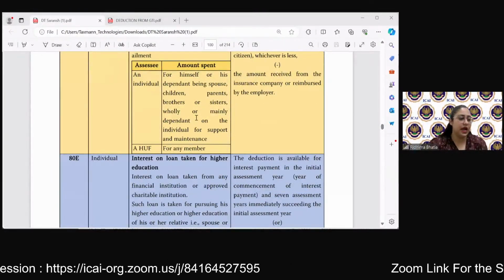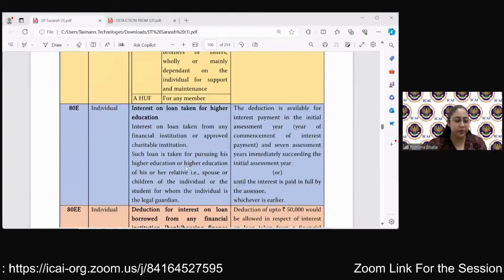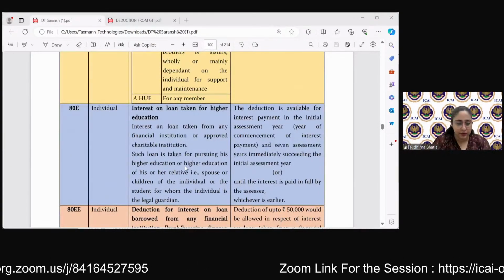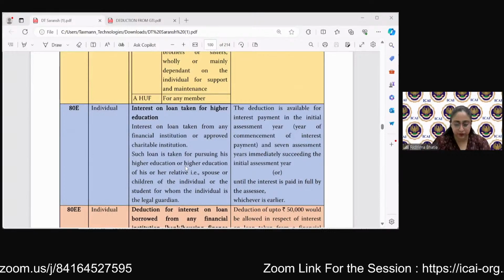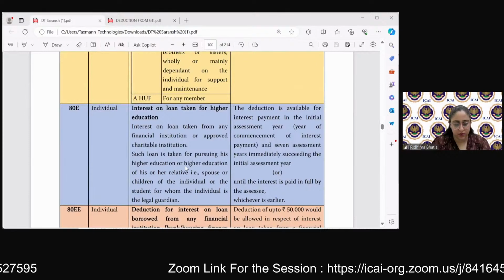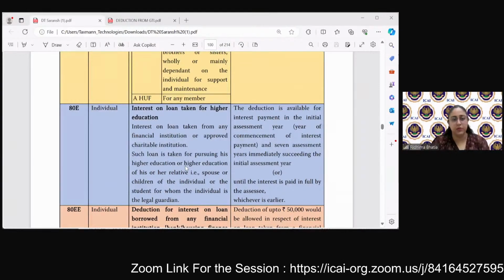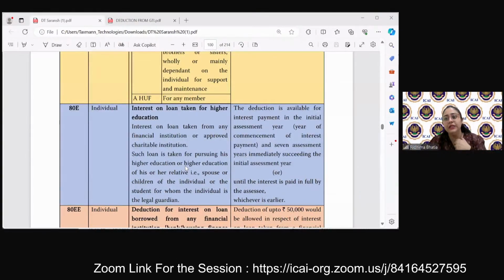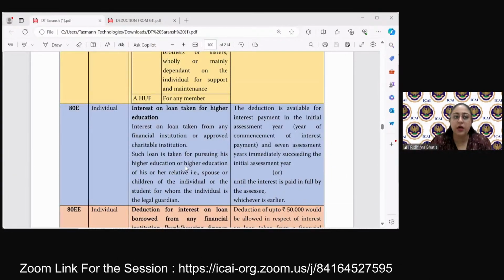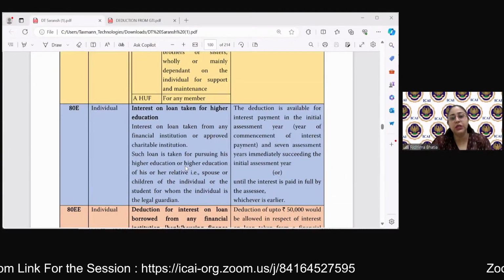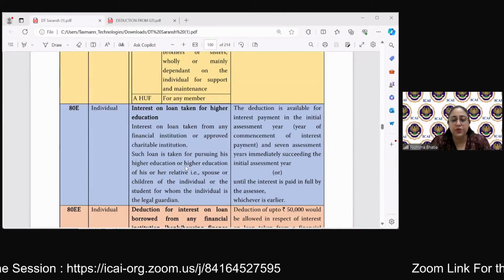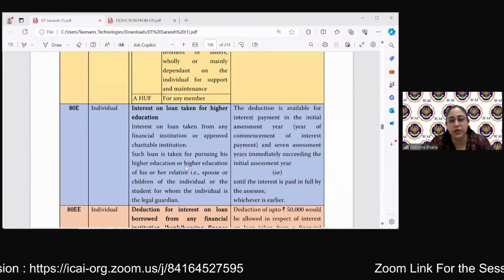So next, last we do 80E, then we'll take a quick break and we'll come back and move forward with 80EE onwards. Okay. So 80E is interest on loan for higher education. It means you took a loan for education, higher education, and now you're paying the interest on it. First of all, higher education means any education after class 12.